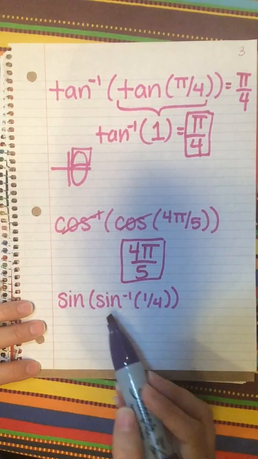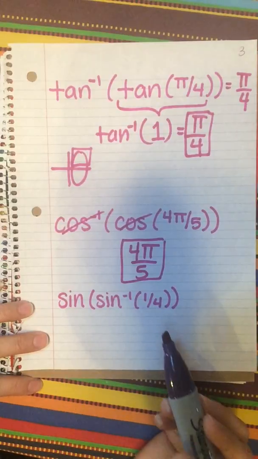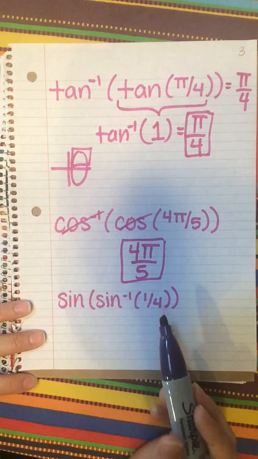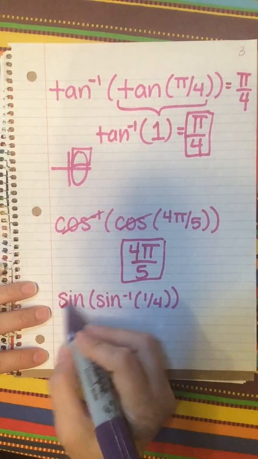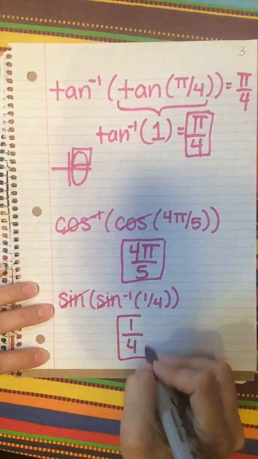Down here, sine of sine inverse of 1/4. Well, 1/4 is not one of the nice points on the unit circle, but it does exist between -1 and +1, which means those cancel out, and your answer is just 1/4.